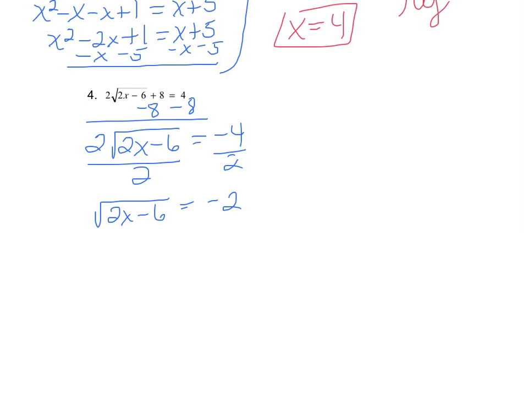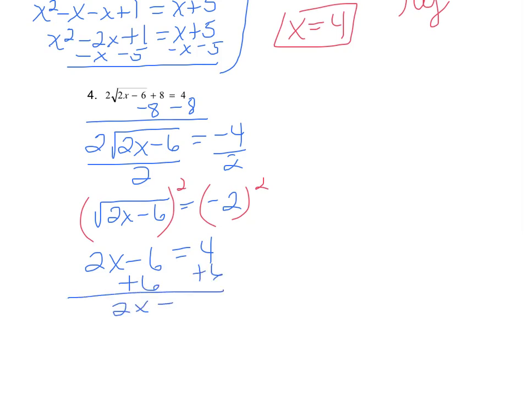The radical is isolated, so I'm now ready to get rid of it by squaring the left side, so I have to square the right side. Square rooting and squaring cancel each other out, so I get 2x minus 6. And the negative 2 squared is a positive 4. All right, so I have a basic equation to solve. I'm going to add 6 to both sides and get 2x equals 10. I'm going to divide each side by 2 and get x is 5.